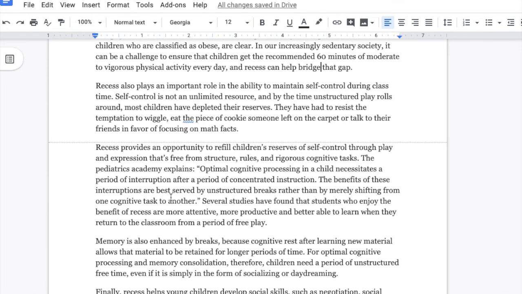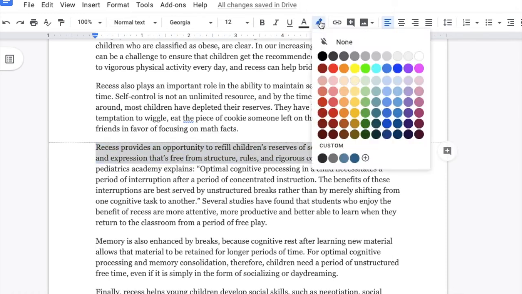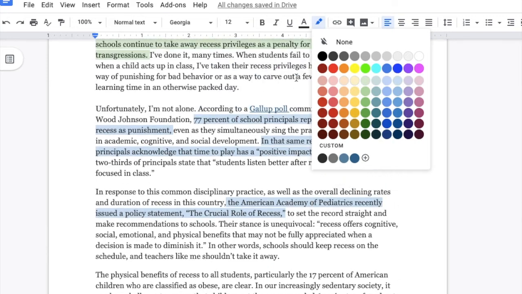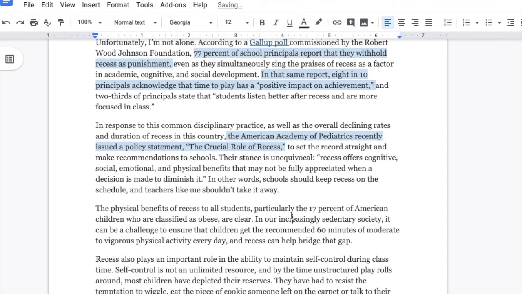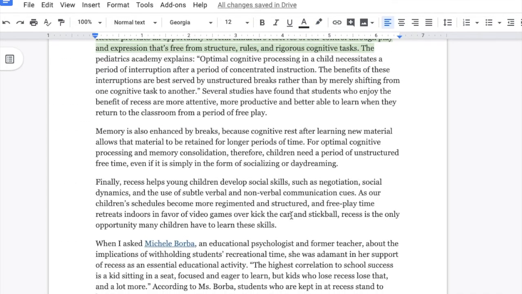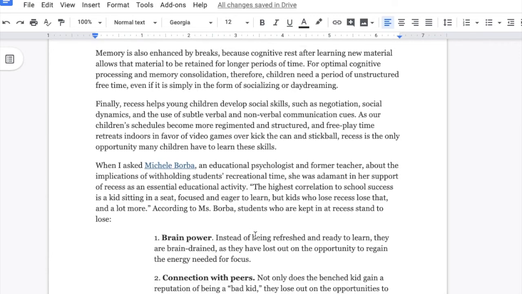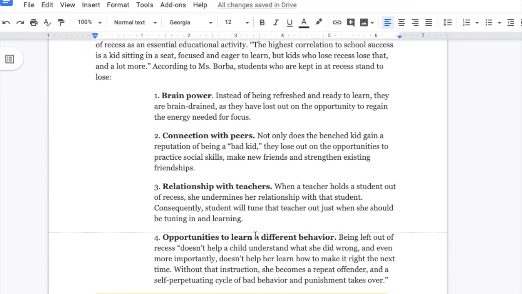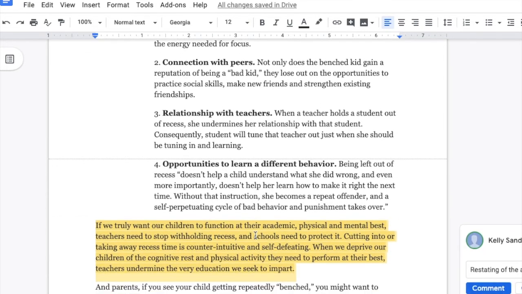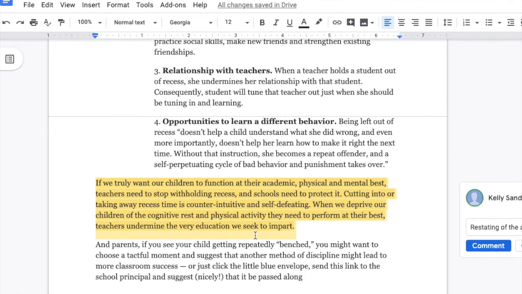Recess provides an opportunity to refill children's reserves of self-control through play and expression that's free from structure. These are some more reasons. What color did I make the reasons? Green. Some more reasons, and all through here, I could highlight all of these things as green. So she continues to go on to talk about the importance of recess in a child's life.